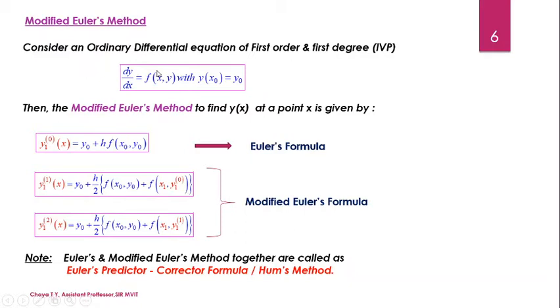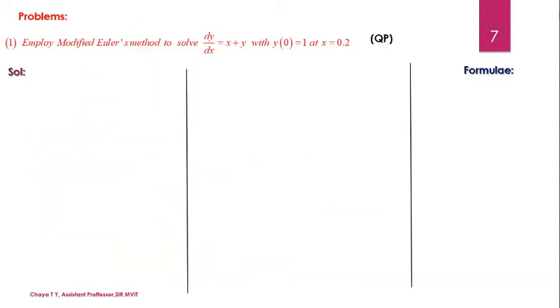So now this is our modified Euler's method. Let us see how to solve the problems using the respective method. So now consider the first problem. I have the problem as: employ modified Euler's method to solve dy by dx equals x plus y with y of 0 equals 1 at the point x equals 0.2.